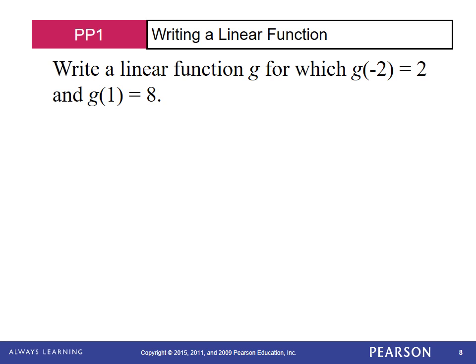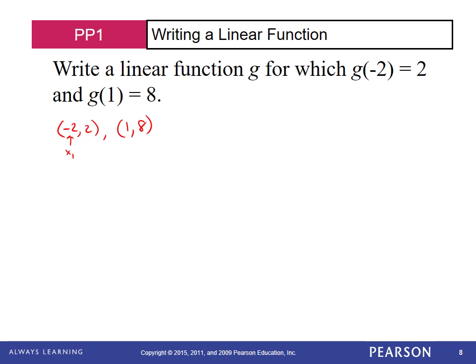All right, anyways, for us, can you write for me a linear function of g, for which g of negative 2 is equal to 2 and g of 1 is equal to 8? Well, if you want to, you can make these into x and y pairs as well, right? Input of negative 2 gives you output of positive 2. Input of 1 gives you an output of 8.